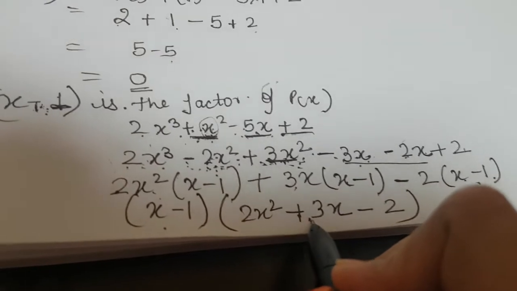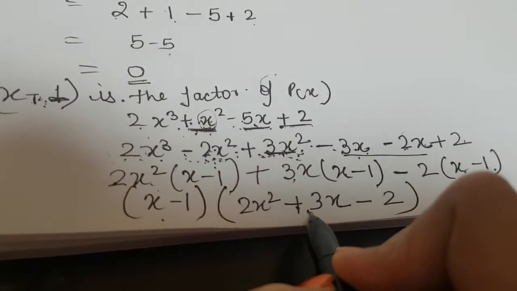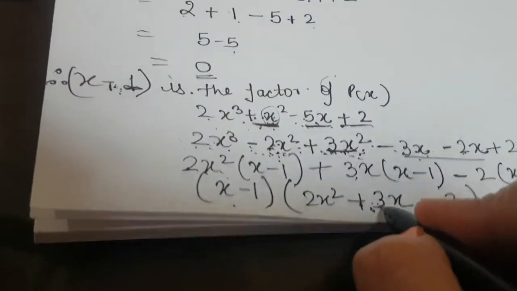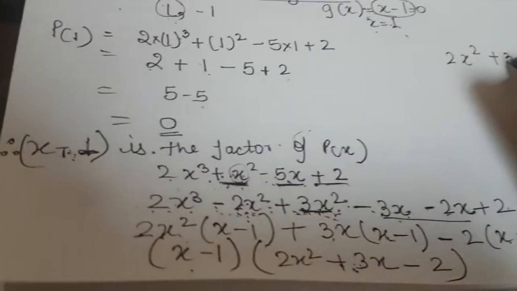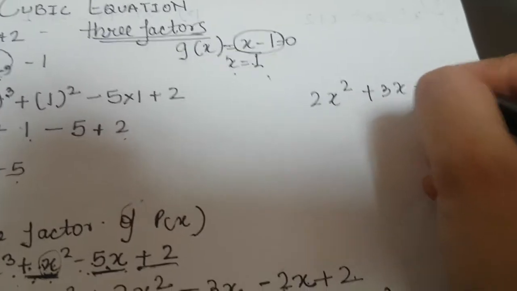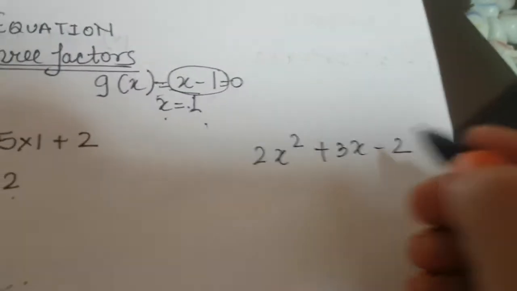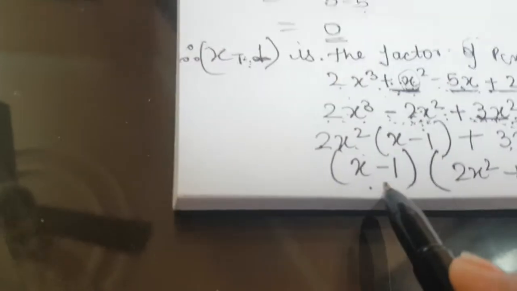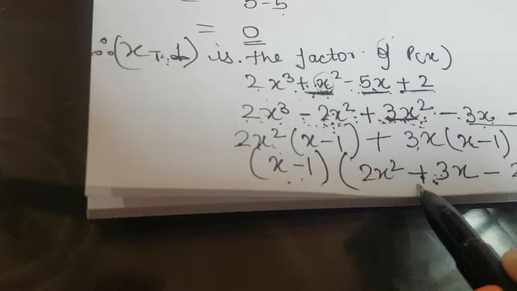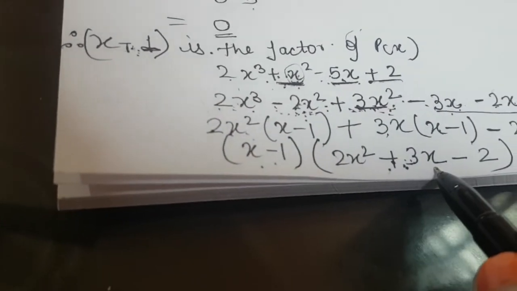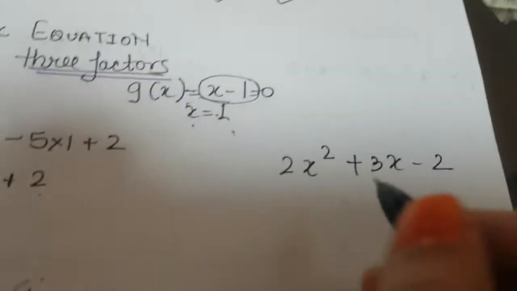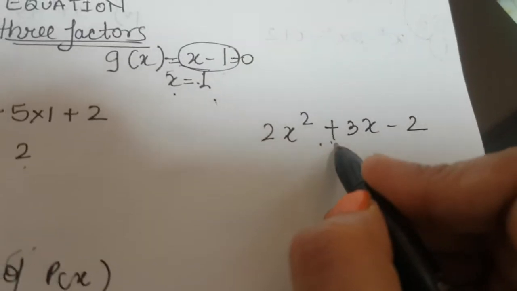So by this we have got one quadratic equation. And how to split this quadratic equation, how to find the factors of this quadratic equation, I have explained here. So write this quadratic equation here: 2x square plus 3x minus 2. Now factorize this equation, because we need three factors. Till now we have got only one factor. If we take this also as a factor, till now we have got only two factors, but this is a cubic equation, so it will have three factors. So now find two factors from this one.